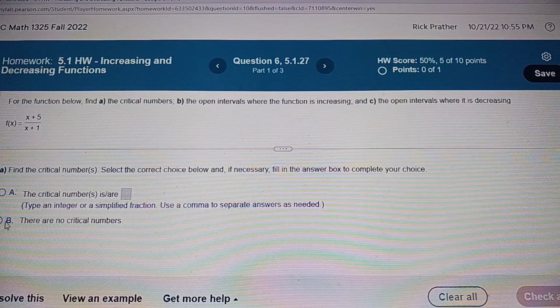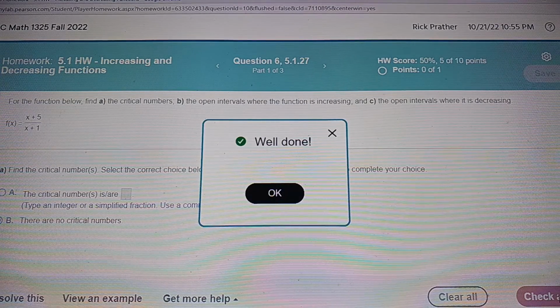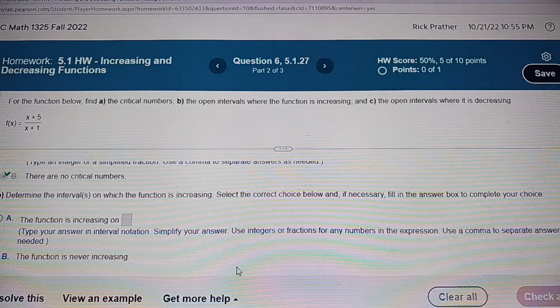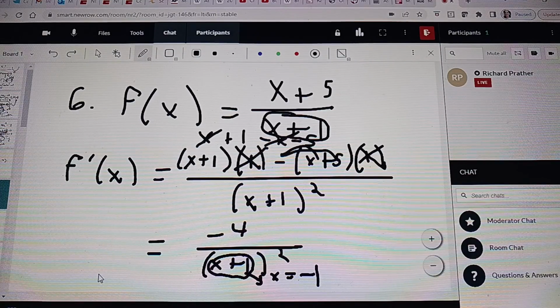When there's no critical numbers, that means your original graph is always either always increasing or always decreasing. It's one or the other. And all I need to know is the derivative positive or negative at any x value. You could pick any x value you want except for this one that makes it undefined. So say I pick 0 for x. 0 plus 1 is 1. 1 squared is 1. But negative 4 divided by 1 is negative 4.